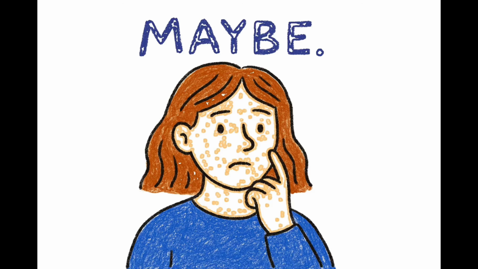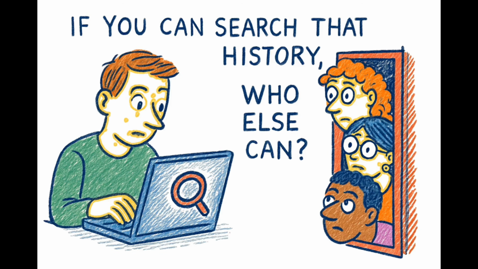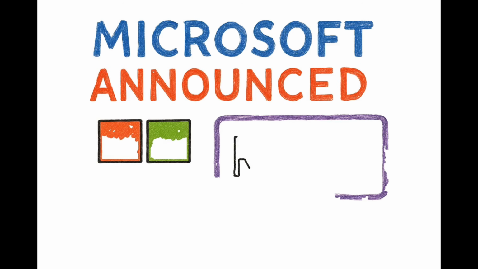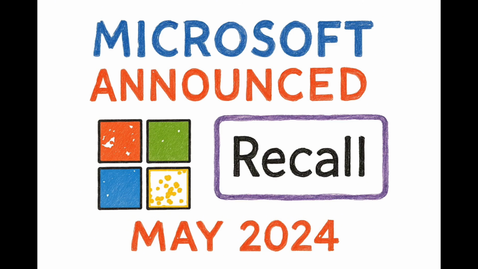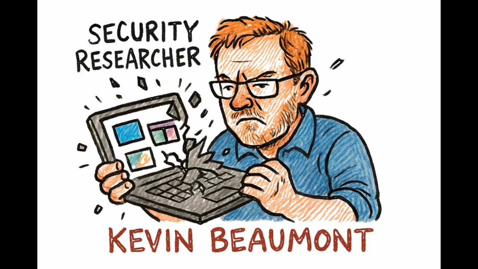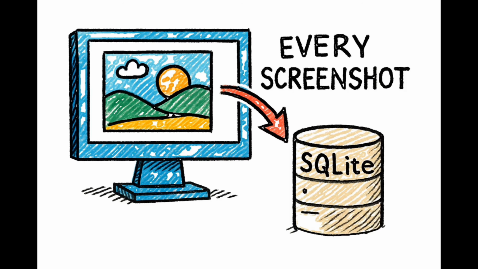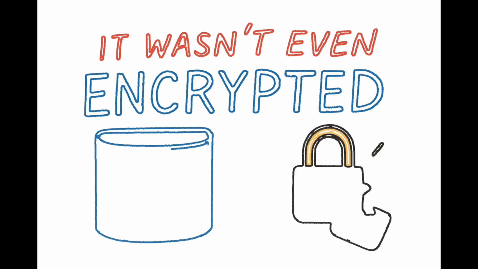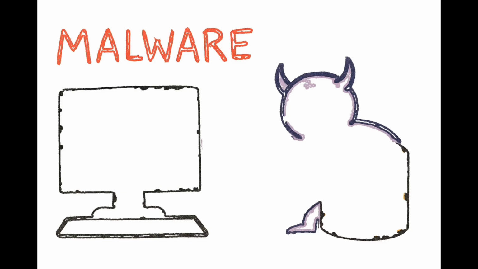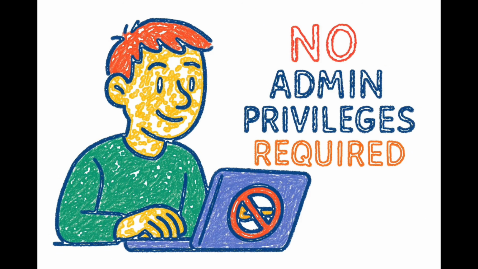Convenient? Maybe. But here's the problem. If you can search that history, who else can? Microsoft announced Recall in May 2024. Within days, security researcher Kevin Beaumont tore it apart. He found that every screenshot was being stored in a simple SQLite database. It wasn't even properly encrypted. Any malware running as a regular user could access it, no admin privileges required.